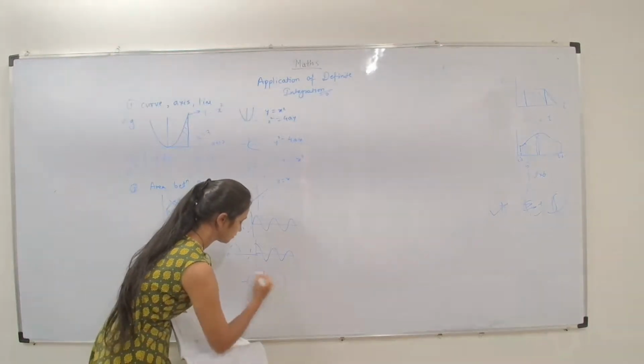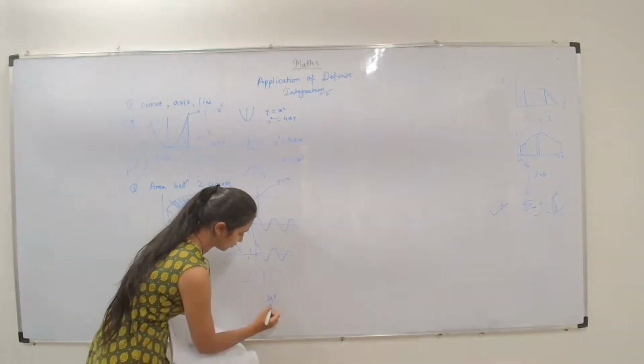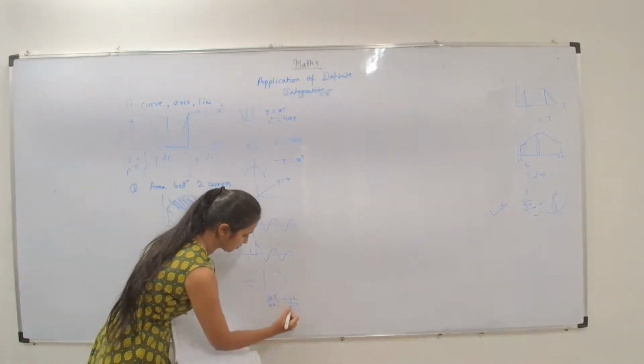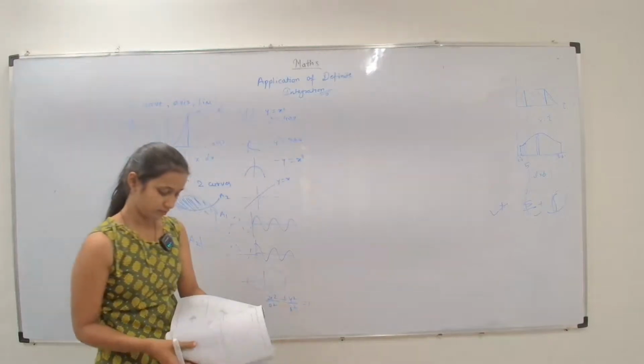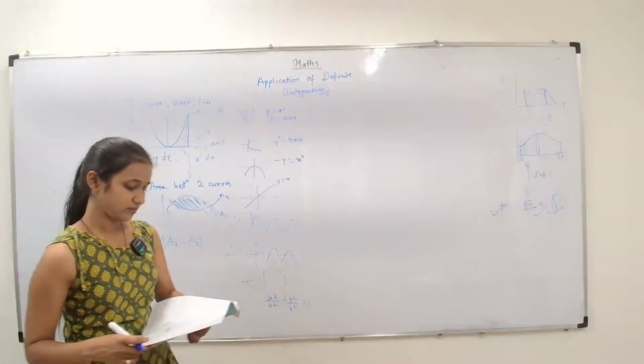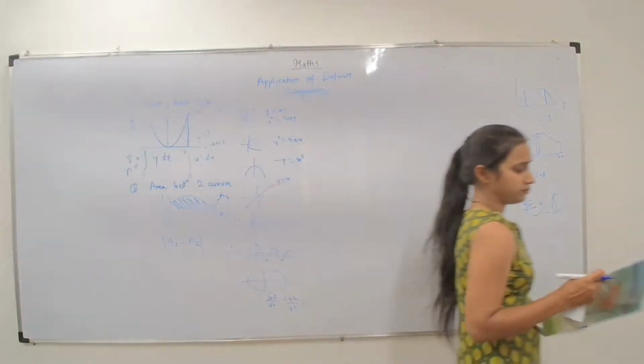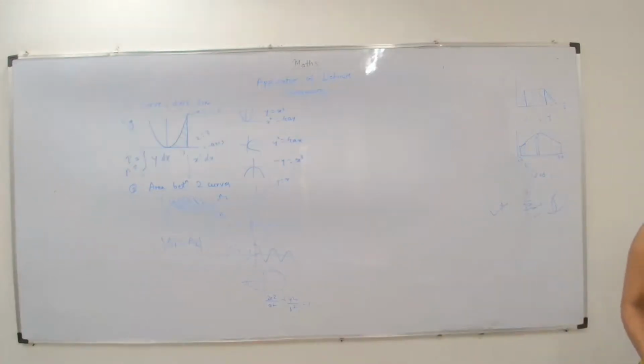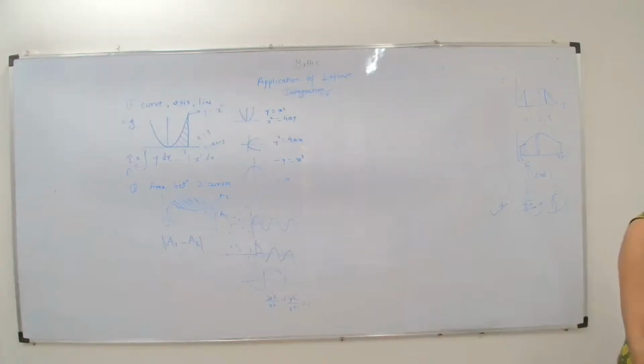ellipse असेल तर x square upon a square plus y square upon b square is equal to 1. आणि सर्कल x square plus y square is equal to a square. A square is your radius. A is your radius.